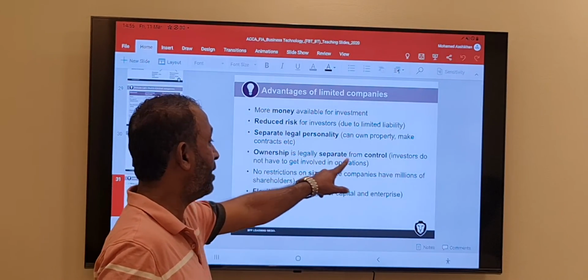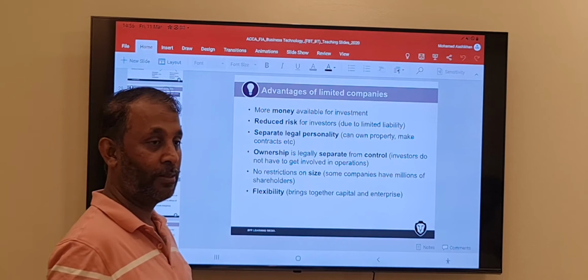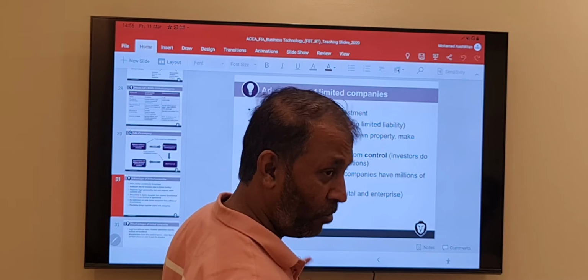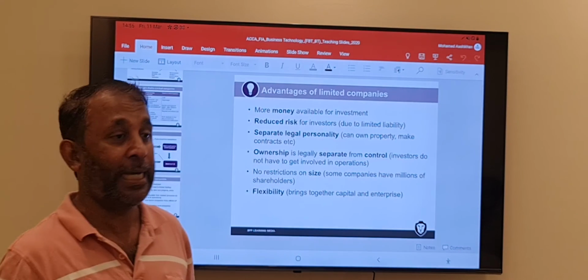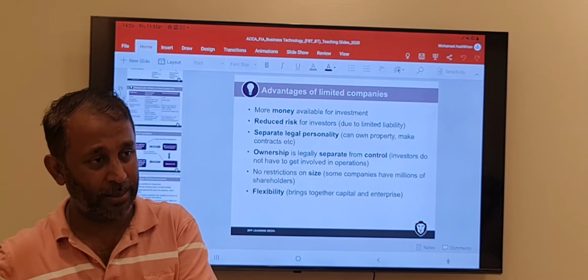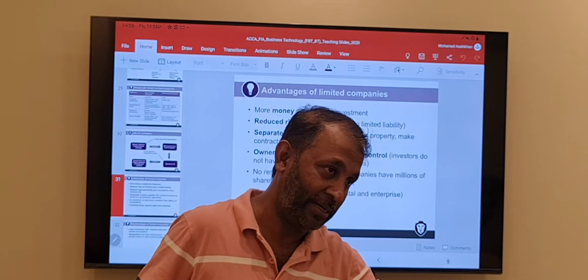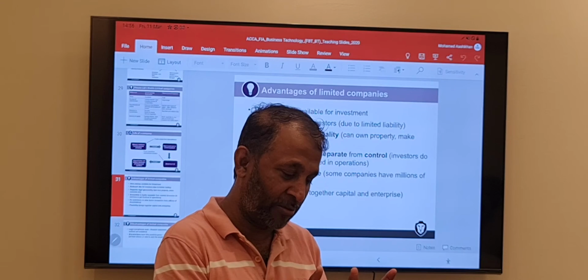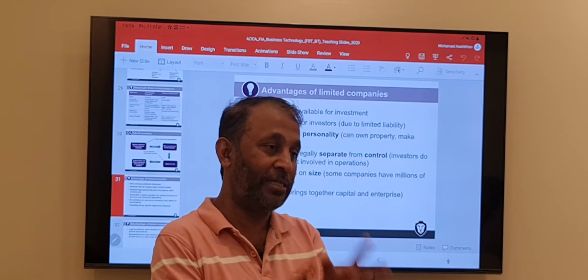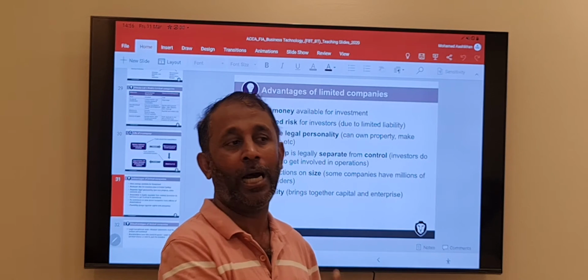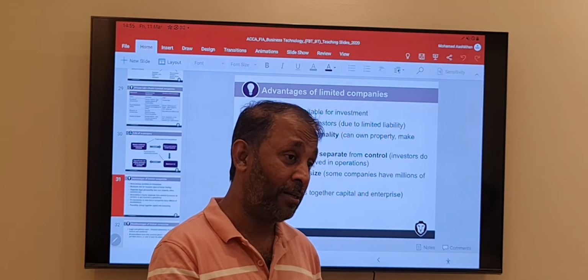Ownership is legally separate from control. So that is separately divided. The shareholder typically must sit outside and the managers typically must sit inside. But in a few groups of companies, the shareholder becomes the manager also. That's an overlapping scenario. But that doesn't mean that it should be the case.